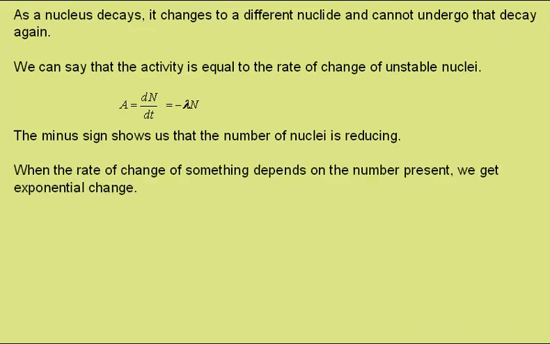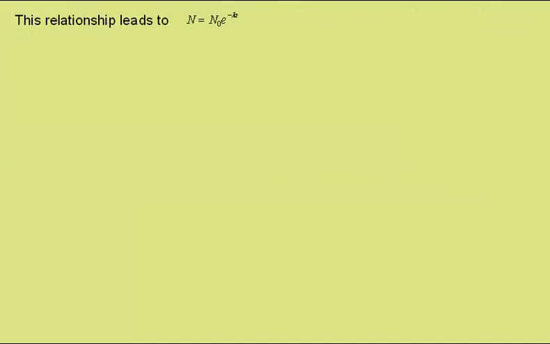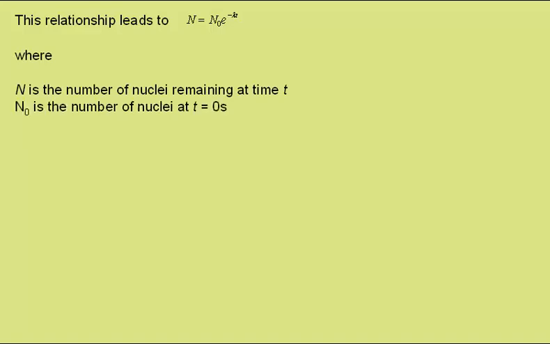This is decay. When the rate of change of something depends on the number present, we get what is called exponential change. The exponential decay relationship leads to this equation, which you don't need to be able to prove, just to be able to use. In this case, N is the number of nuclei remaining after time t. N0 is the number of nuclei at the start at t equals 0 seconds. e is the exponential function, which again you need to know little about, but you do need to know how to use in these particular cases. Lambda, as we met previously, is the decay constant.